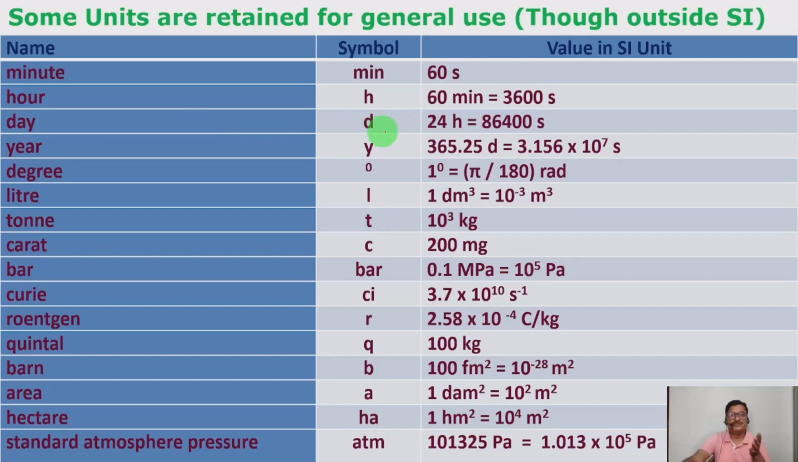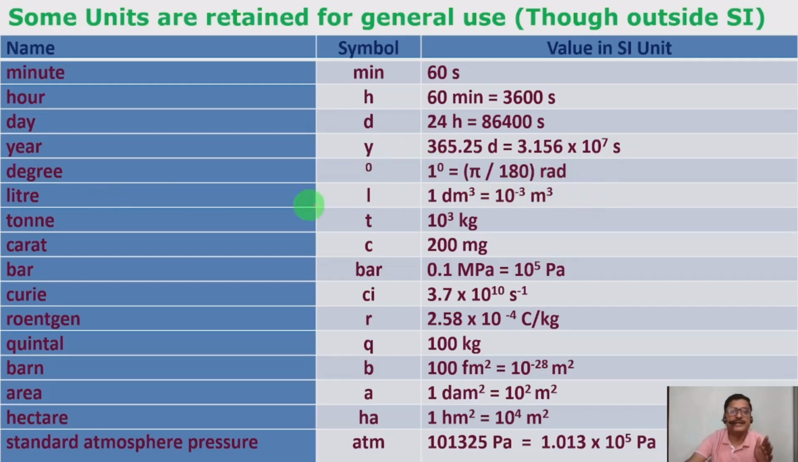Day, D, symbol, 24 hours, that is 86,400 seconds. Year, Y, it is 365.25 days, that is 3.156 into 10 raised to 7 seconds. Degree, that is the exponential of 0 we are going to take, 1 degree is equal to pi by 180 radian. The degree we commonly use; in terms of the radian, it is pi by 180 we have to take for the SI unit.